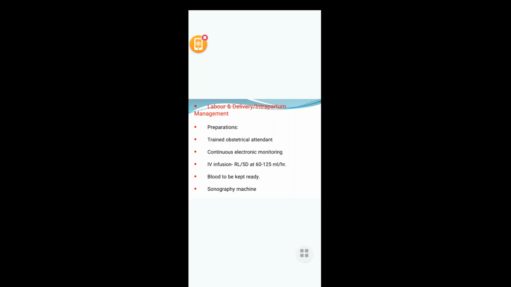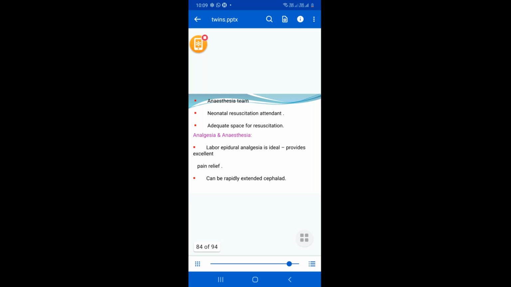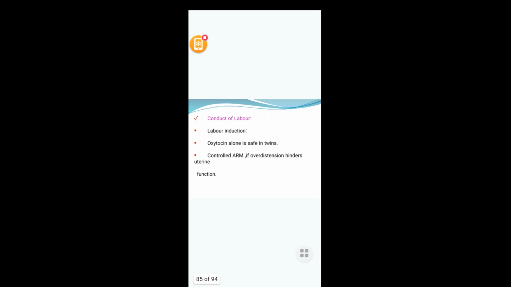Ultrasound should be kept near so that you can deliver by seeing the positions and descent of the fetuses. Anesthesia team should be ready. Neonatal resuscitation pediatrician should be ready. Labor analgesia is ideal, provides excellent pain relief, can be rapidly extended cephalad. Labor induction can be started. Oxytocin alone is safe in twins.